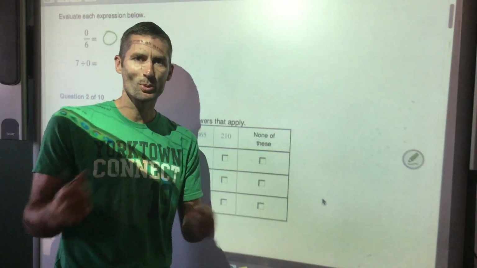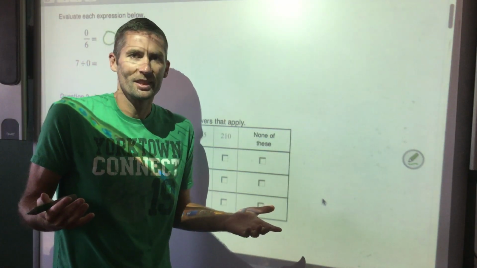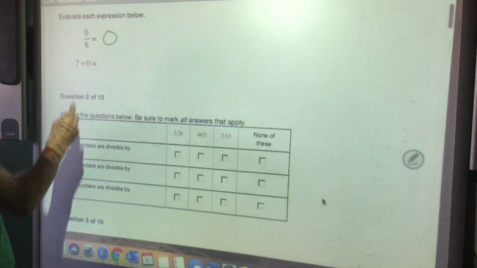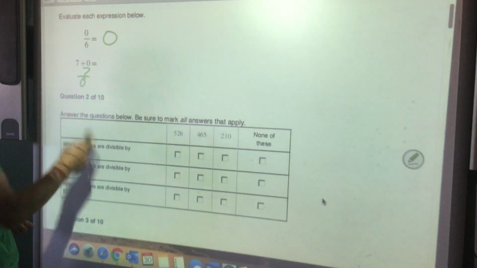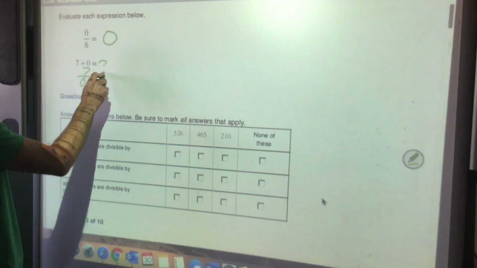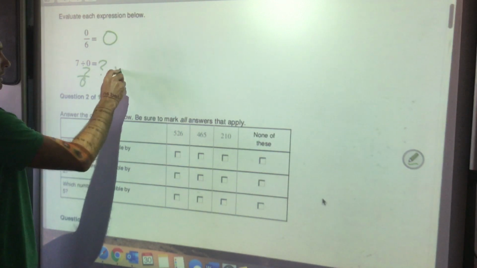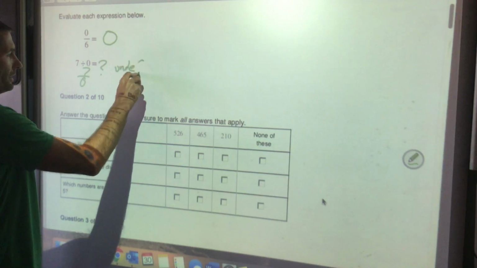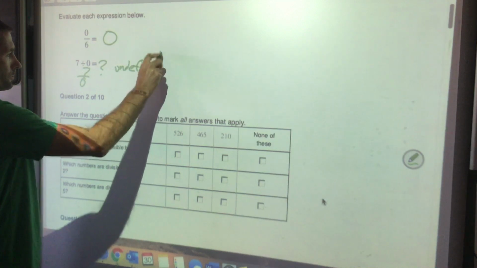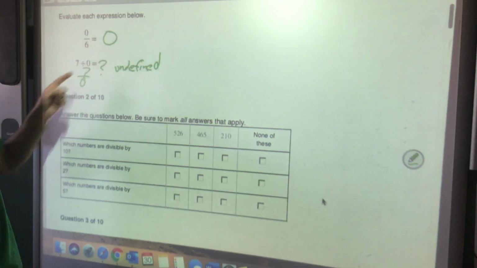Now you have 7 cookies to give 0 people. How many cookies does each person get? You don't have any people. It doesn't make sense. 7 divided by 0, 7 over 0, does not make sense. So that's undefined. We can't define that. All right, see the difference?